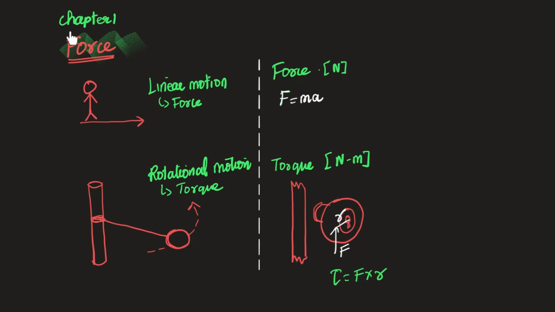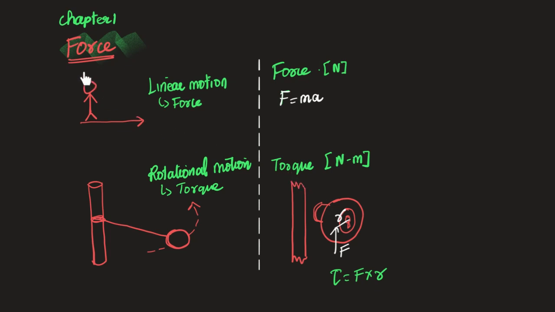So today we will be looking at chapter 1 of your physics textbook, ICSE board. Chapter 1 is Force. Basically, in this chapter you are ultimately learning only 4 concepts. You're learning about linear motion, rotational motion, the formula for force, and the formula for torque. So let's take a look at it.